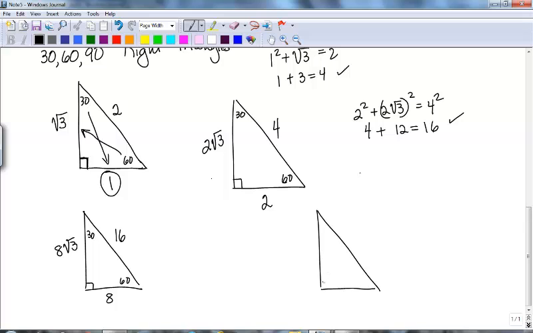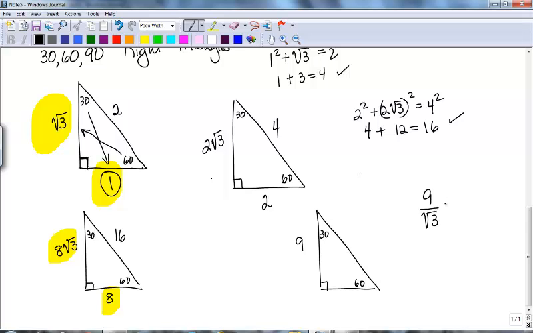Let's say this is a 30, 60, 90, and this time I give you the longer leg as 9. Go back up here for a minute. How do you go from here to here? What would you have to divide this by to get the 1? You have to divide by radical 3, right? So take 9 divided by radical 3.